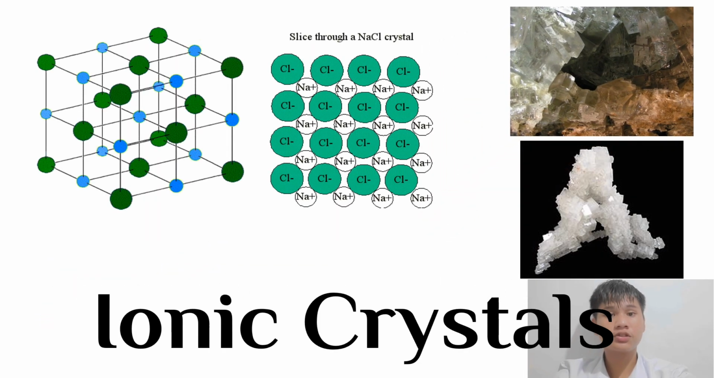And lastly, ionic crystals. Ionic crystals are composed of ions, both cations and anions, which form strong electrostatic interactions that hold the crystal lattice together. Each ion is surrounded by several ions of opposite charge, creating a stable structure. Ionic crystals are characterized by their hardness and high melting points.